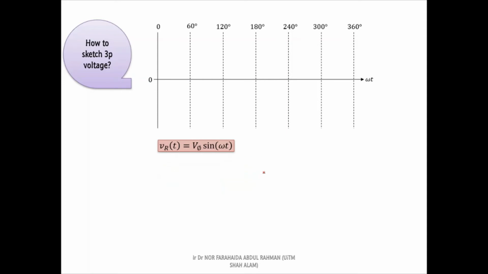We will start with the red voltage. Since the phase angle of the red voltage is equal to 0, therefore, the starting time of this voltage is also at the 0 point.